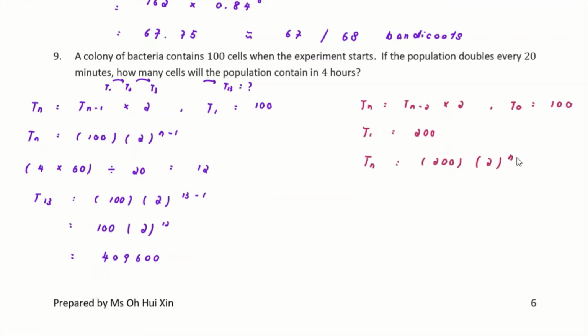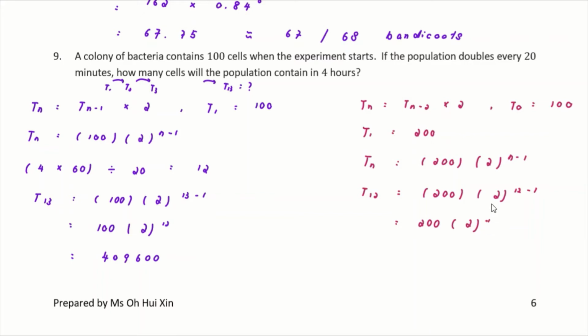What's the difference between these two is that, if your T1 now means after the first 20 minutes, then 4 hours means after 12 times of 20 minutes. So the T that you are going to use here is T12. When you substitute, you have 200 times 2 to the power of 12 minus 1, so you have 200 times 2 to the power of 11.